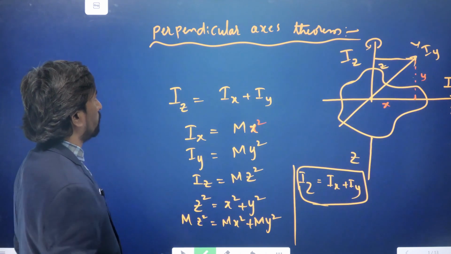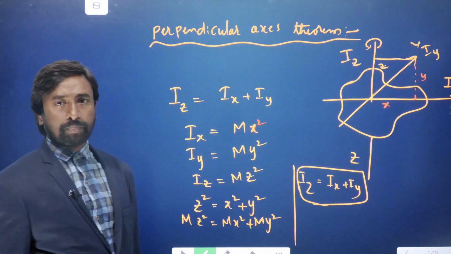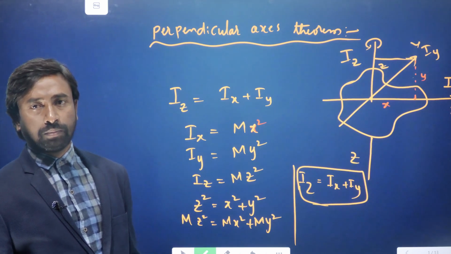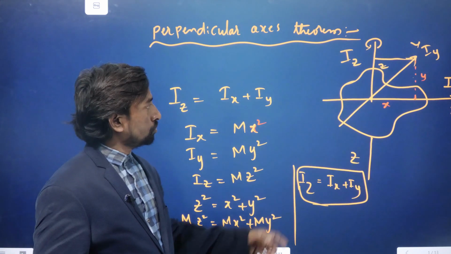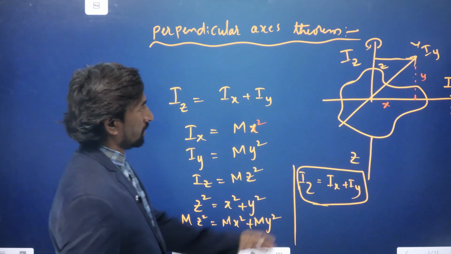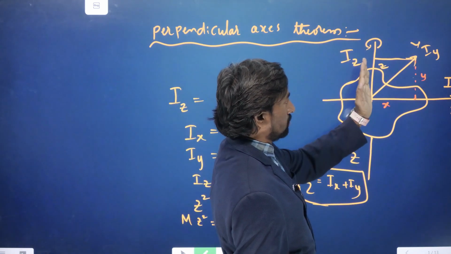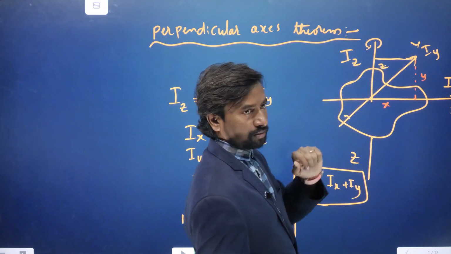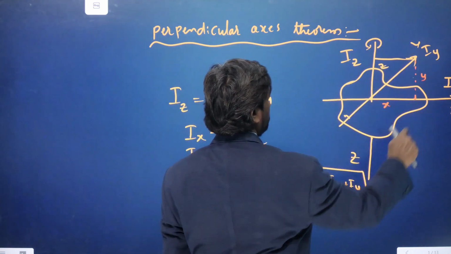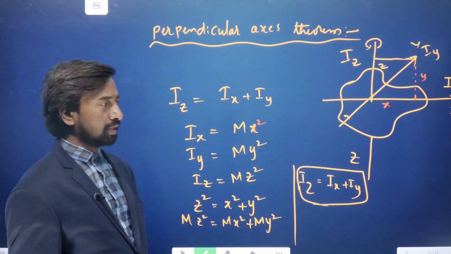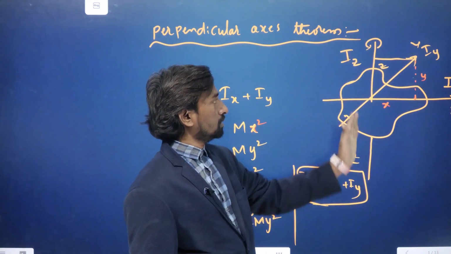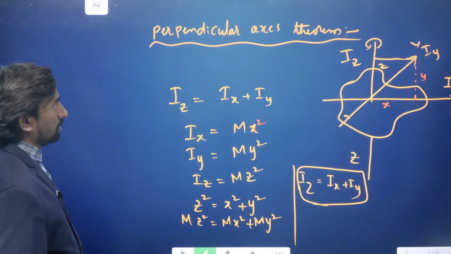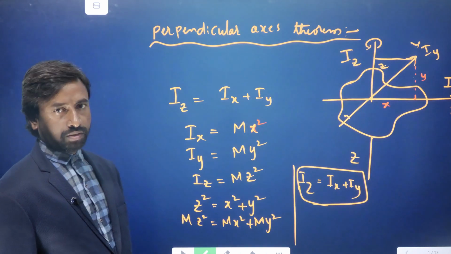The statement of the perpendicular axis theorem is: the moment of inertia about any axis is equal to the sum of the moments of inertia about the two mutually perpendicular axes. Suppose we consider the moment of inertia about this z axis, then it is the sum of the moment of inertia about this x axis and the y axis. Suppose we consider the moment of inertia about the x axis, that will be equal to the moment of inertia about the z axis and the moment of inertia about the y axis. So that we can find out. This is the perpendicular axis theorem.